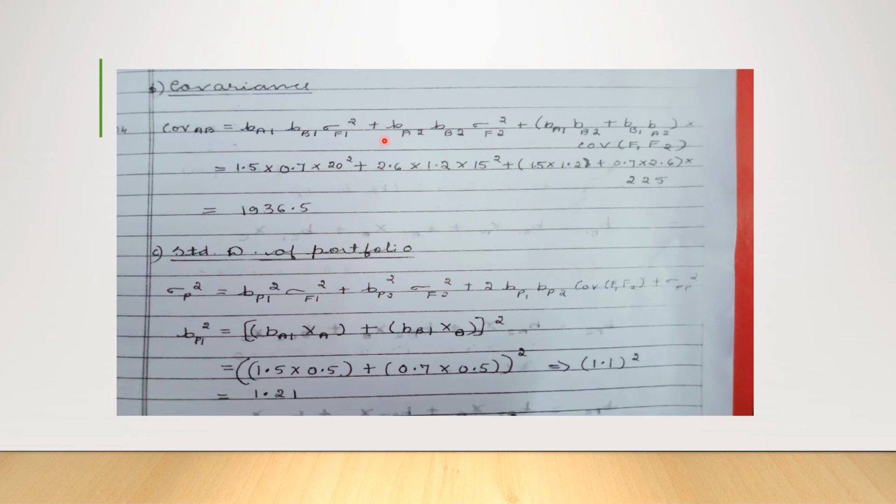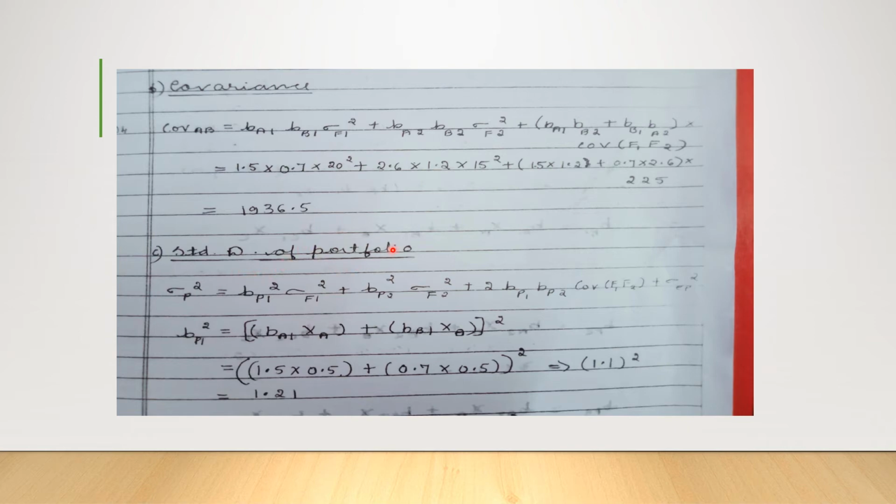Next, covariance. We have the formula here. Substitute the values in the covariance of AB. If you substitute the values, the answer you are going to get is 1936.5.